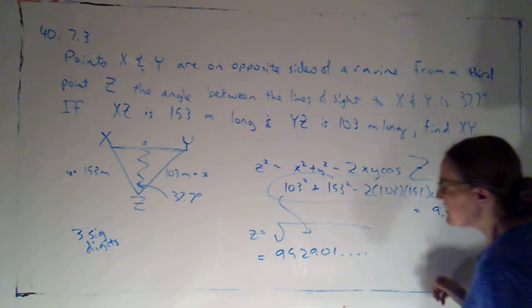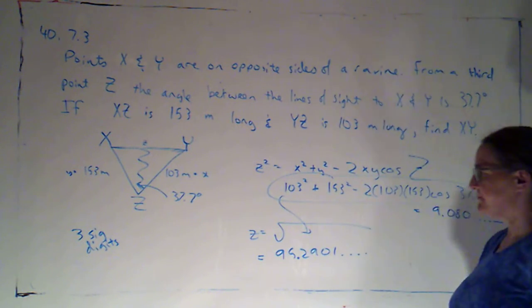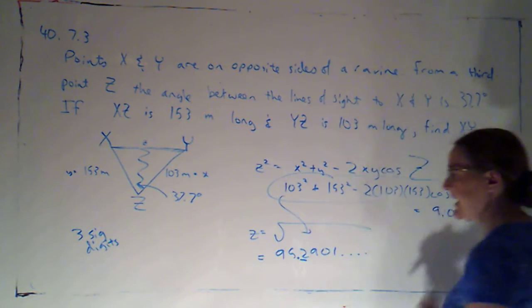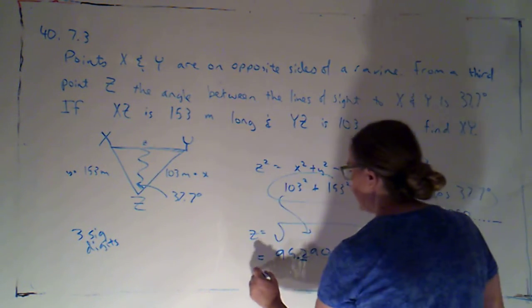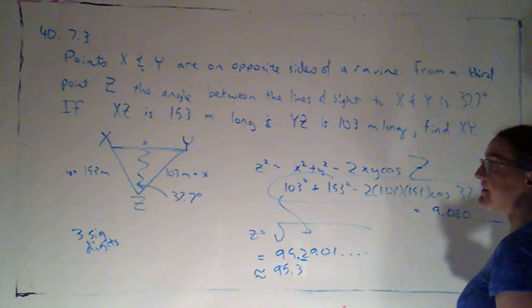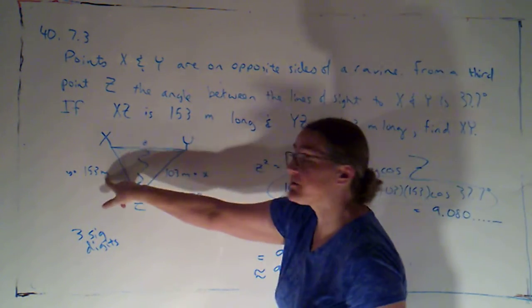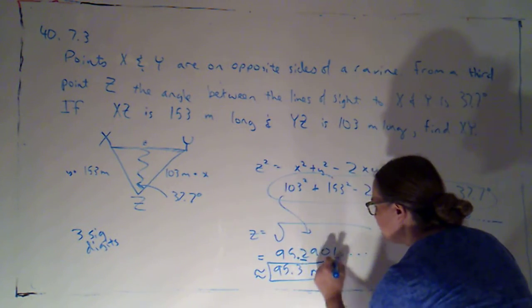Okay. So, oops, where was my decimal? The decimal was right here. I'm sorry. So that's going to be to this place. I look to the next digit. That's 5 or more, so I'm going to round up. So I would say this is about 95.3. And if it's a side length and the other side lengths were in meters, then the units for that are going to be meters.